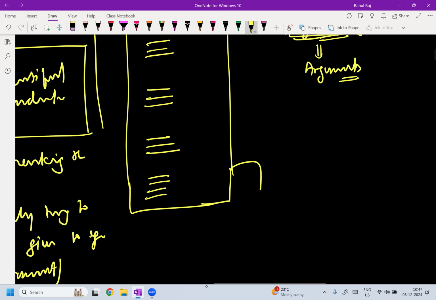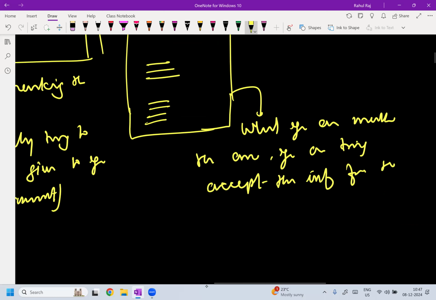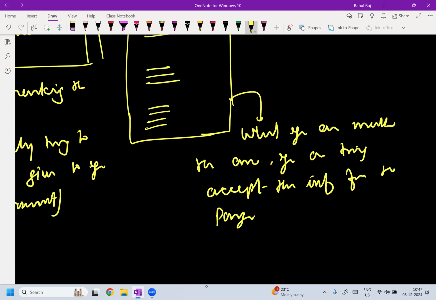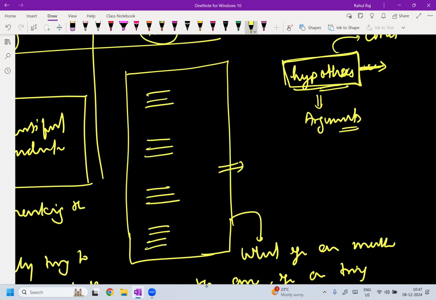What happens in RC is that while you are marking the answer, you are trying to accept the information from the passage. So please understand one thing. While you're marking the answer in reading comprehension, you are trying to accept the information from the passage. If your acceptance of the passage is clear, meaning you have a good understanding of the passage, there is no way you will be doing anything wrong over here.